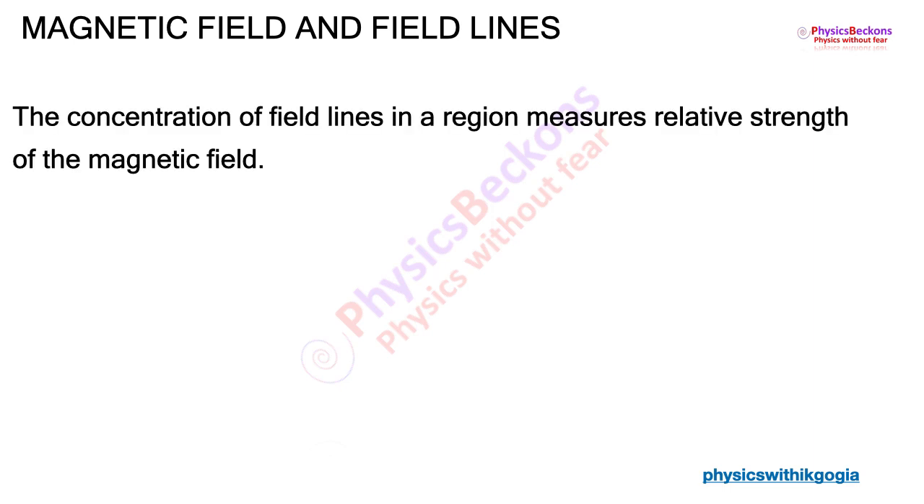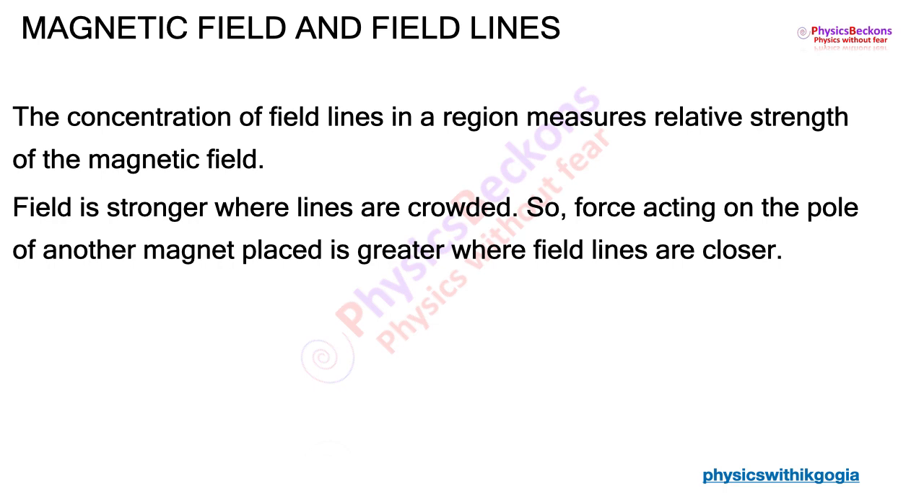The concentration of field lines in a region measures the relative strength, that is, the closer the field lines, the stronger is the field. The magnetic field is stronger where the magnetic field lines are crowded.